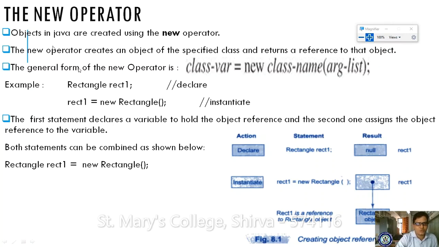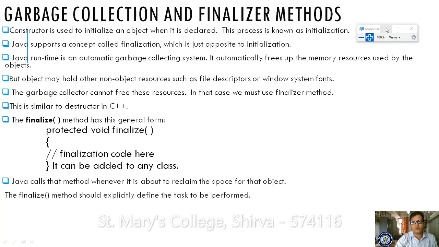So these two statements can be written together. In the graphical representation, when you are declaring, the variable doesn't know where to point. Whenever you are creating, it definitely knows where it is supposed to point. So this is the usage of the new operator. This question has been asked; this chapter is almost very important. You just go through this.